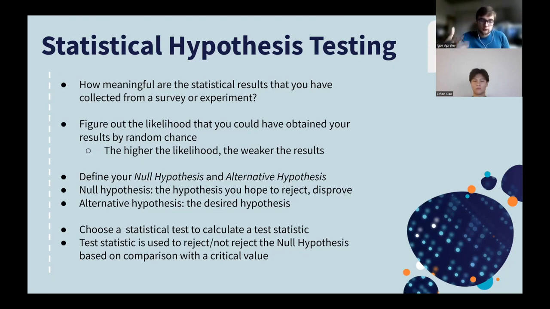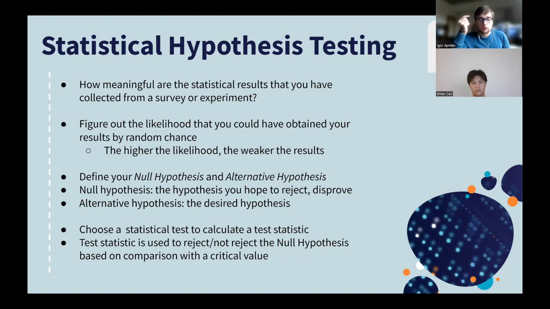So to get into some of the details, you first need to define your null hypothesis and your alternative hypothesis. The null hypothesis is the hypothesis you hope to reject or disprove using the data or the experiments you've collected. And the alternative hypothesis is quite literally the opposite of the null hypothesis. It's what you're hoping to prove using your statistical test.